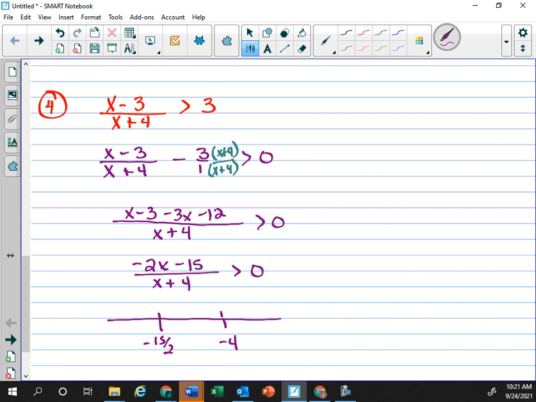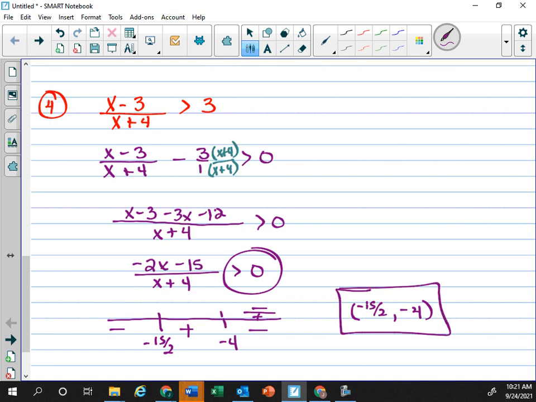So when you're plugging in 0, that's really over here. Okay, and you'd have a negative numerator, a positive denominator, so overall negative. There's no multiplicity, so they will alternate. So then your answer, just greater than 0, that's parentheses -15/2, or if you said -7.5, that's completely fine, to -4. Okay, question?